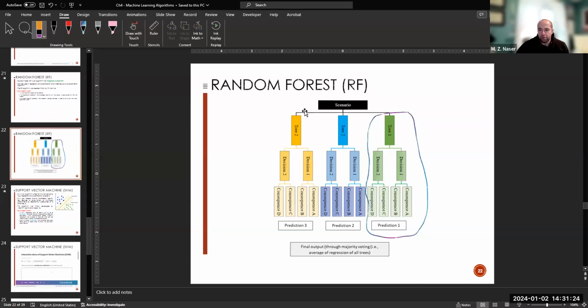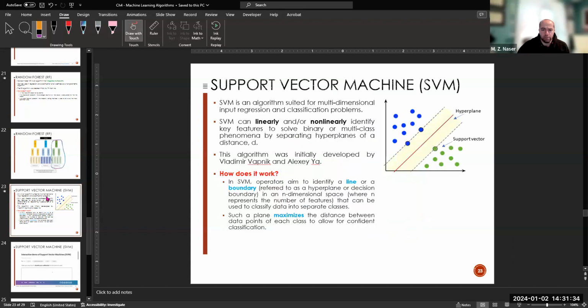But this is random forest: we have multiple trees, and we look at each prediction and try to average it somehow or give the majority of them in some shape or form.